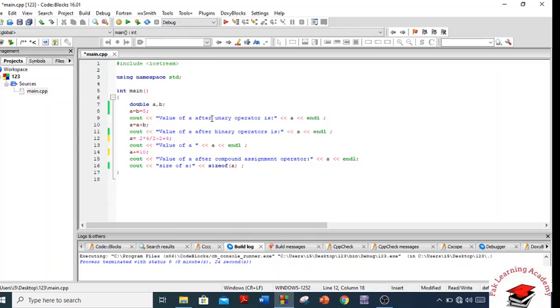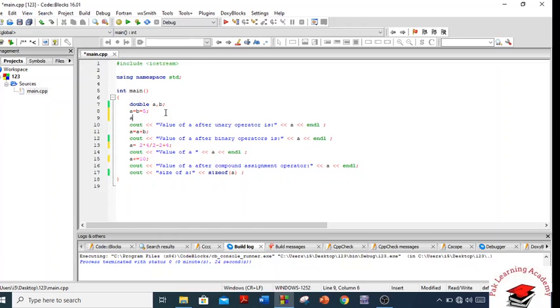Like here, I am writing a plus plus, so it performs the operation only on a. Plus plus is the increment operator which increments the value of a by 1. Like here the value of a is 5. By this statement the value of a becomes 6, and the operation is performed only on a single variable a, and here the variable is the operand.